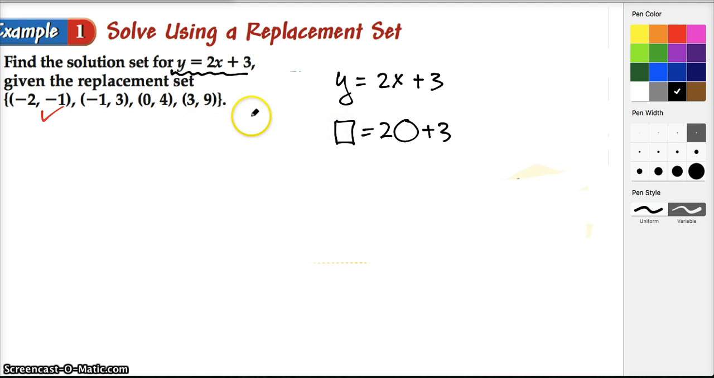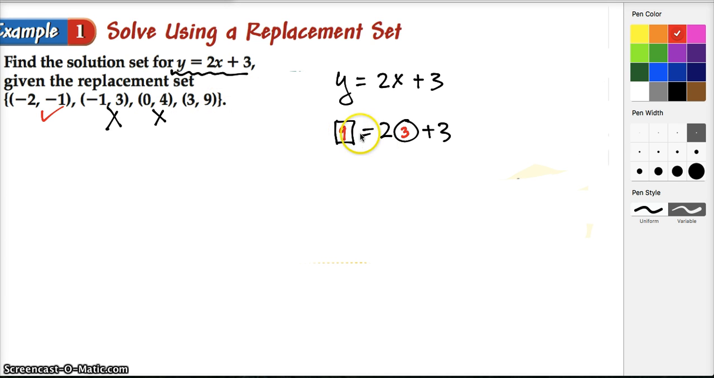So let's see if we plugged in 3 for y and negative 1 for x, as that is there. So 2 times negative 1 is a negative 2, plus 3. Nah, that one doesn't work. So I'm going to put an x here. That one doesn't work. Let's see if we can try the next one. So I plug in 4 for y, 0 for x. 2 times 0 is 0 plus 3 doesn't equal 4. So we have another x on that one.